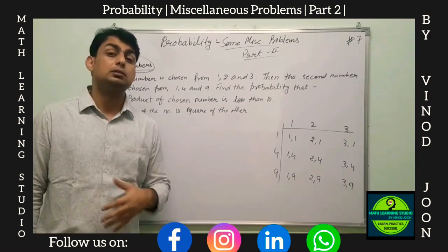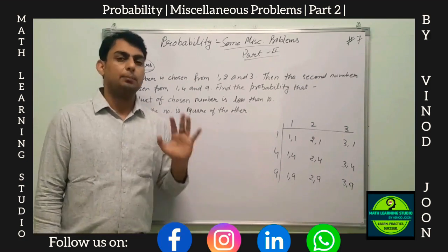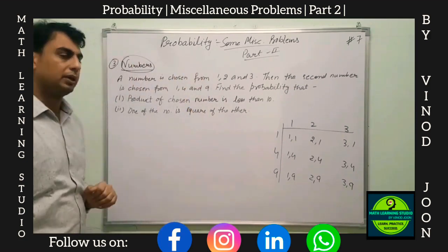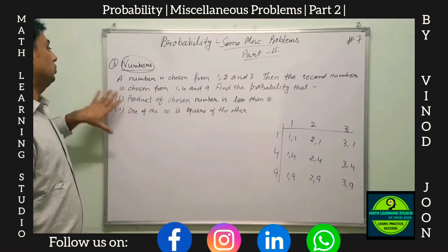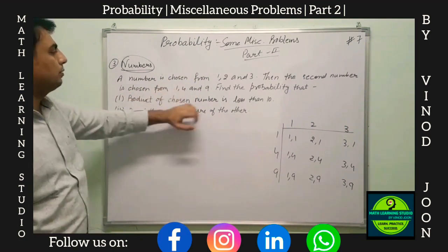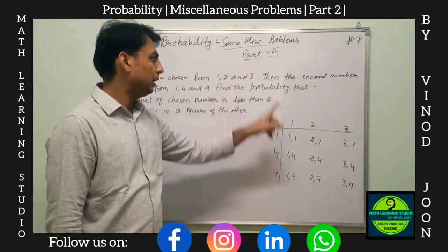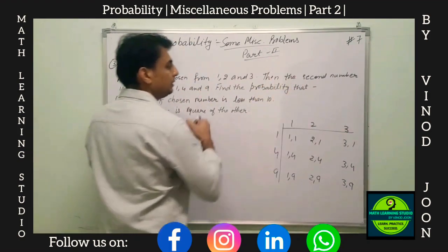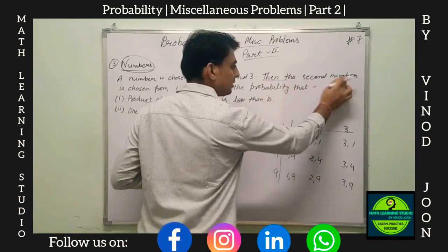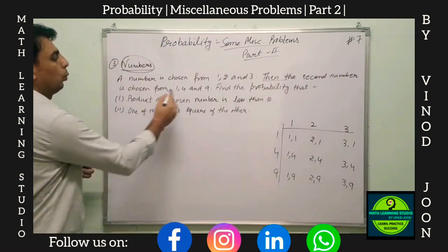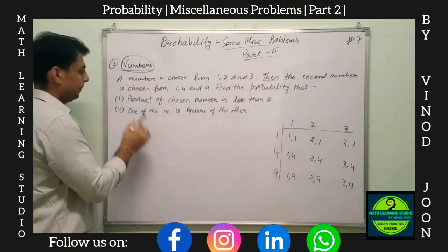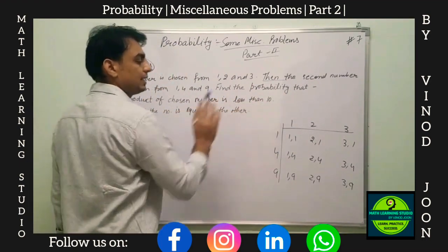There are hundreds, thousands of examples which are possible when it comes to number-based questions in probability. So if the question says that a number is chosen from 1, 2 and 3, then the second number is chosen from 1, 4 and 9. Find the probability that the product of chosen numbers is less than 10.